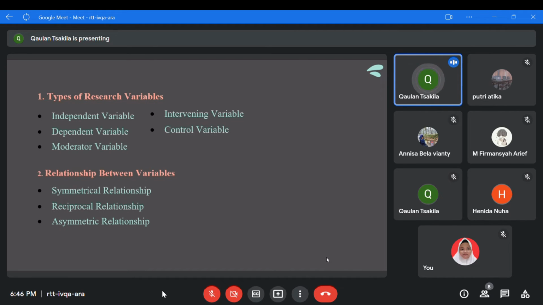This variable is often referred to as output variables, criteria, and consequent. The dependent variable is the variable that is influenced or that becomes the result because of the independent variable. The third one is moderator variable. Moderator variables are variables that affect, strengthen, or weaken the relationship between the independent and dependent variables. The variable is also known as the second independent variable.